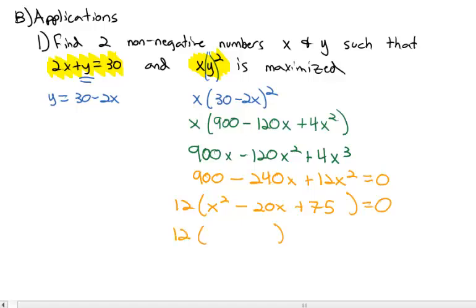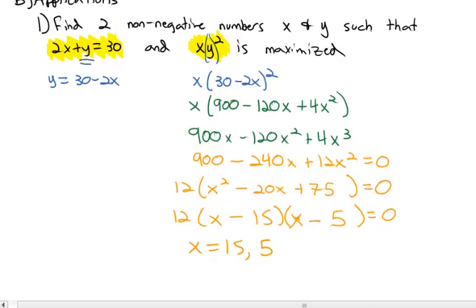Factoring that, x squared is x and x. 75 is 15 times 5. If we couldn't do that, you could have used the quadratic formula. That also works if you don't know how to factor it. But either way, the important thing is that x equals 15 or 5. One of those is going to maximize our function.